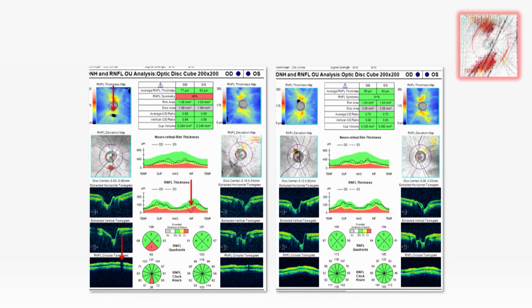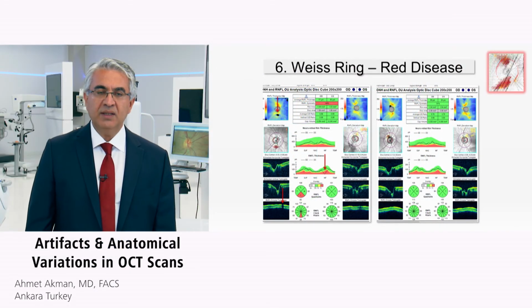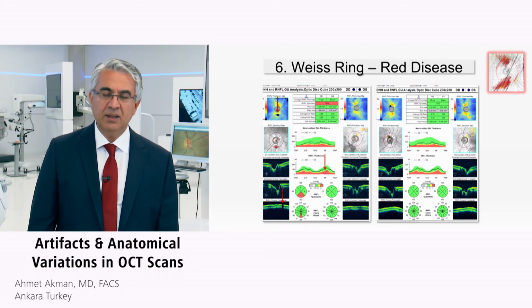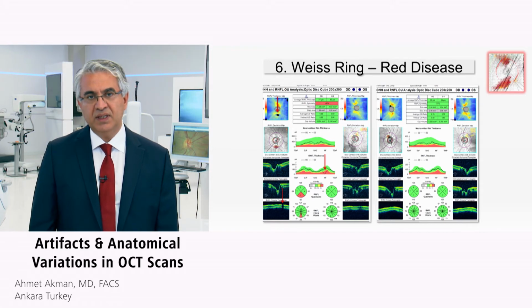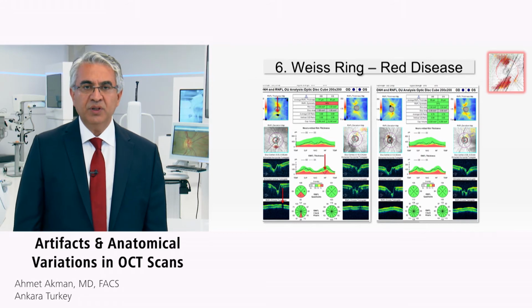If we ask the patient to move his eye a little bit and rescan the patient, now the black dot is out of the RNFL calculation circle. So this is a Weiss ring causing a red disease artifact. You can ask the patient to move his eye and rescan it a few minutes later. So when the Weiss ring is away from the calculation circle, this artifact will go away.